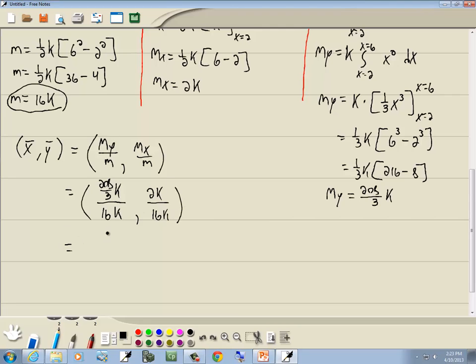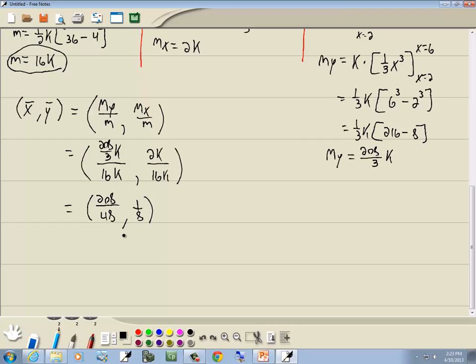Now, of course, the k's cancel, and this becomes 208 over, remember, if you have a single fraction up on top here, you can take that denominator, put it down with this one. 3 times 16 is 48. And these k's cancel, and 2/16 gives us 1/8. And these are both divisible at least by 4, maybe more than that. 4 goes into 208 52 times, and 4 goes into 48 12 times, and 1/8.